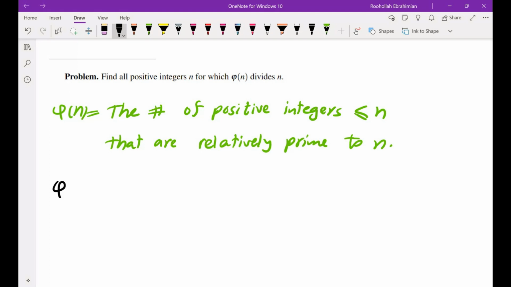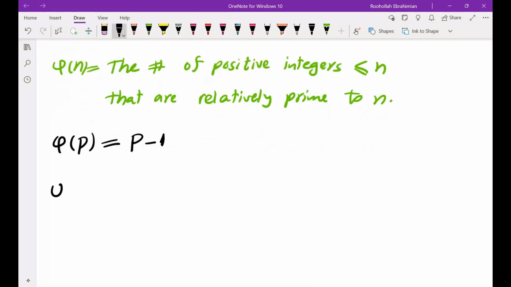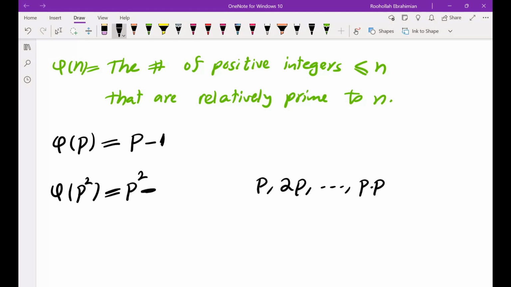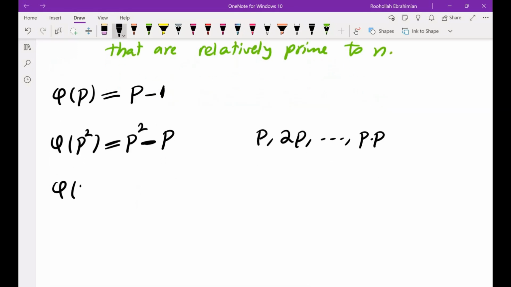So for example, if you have a prime p, Euler's Totient function is p minus 1 because all of the numbers from 1 through p minus 1 are relatively prime to p. If you have p squared, then you have p squared numbers. All the multiples of p, including p, 2p, all the way to p times p, are not relatively prime, so we'll have to subtract them. And phi of p to the power of k would be p to the power of k, all the numbers from 1 through p to the power of k, minus all the multiples of p, so minus p to the power of k minus 1.